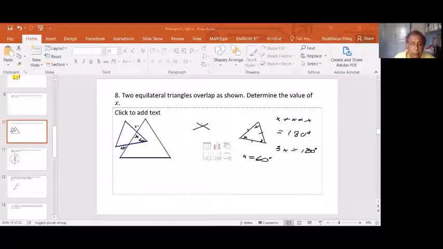Now, for the same reason, if this is 40 degrees, this angle here is also 40. So now in this small triangle here, you've got three angles. One is 60, one is 40, and the other is x. And we know that the sum of the three angles of a triangle is 180 degrees.